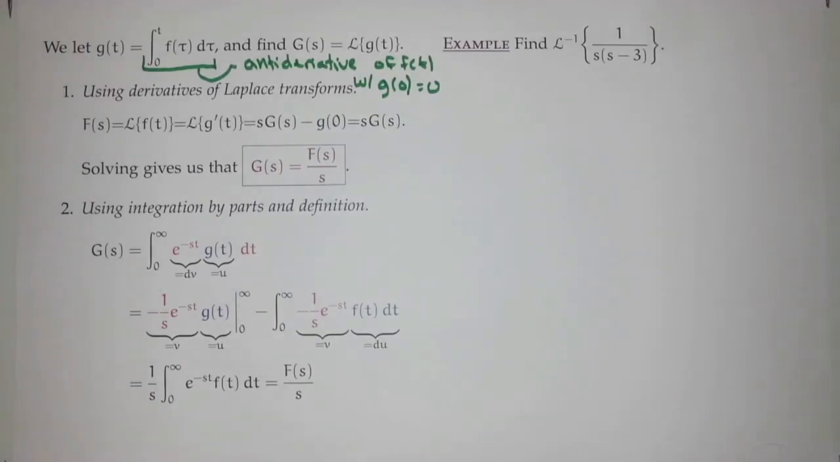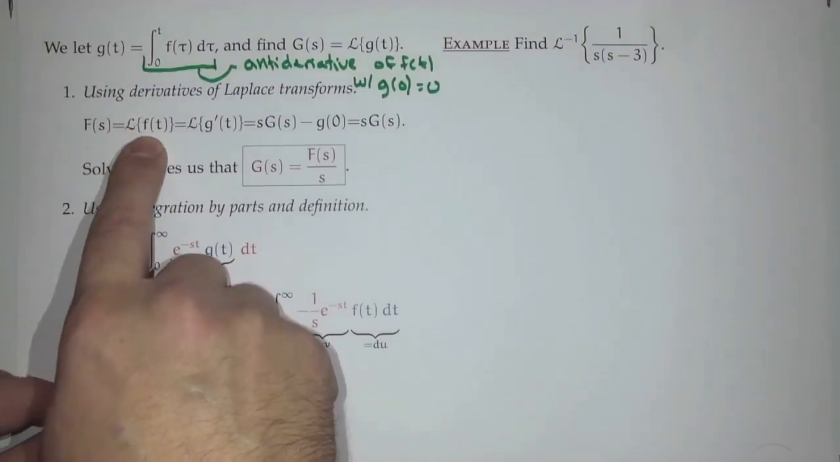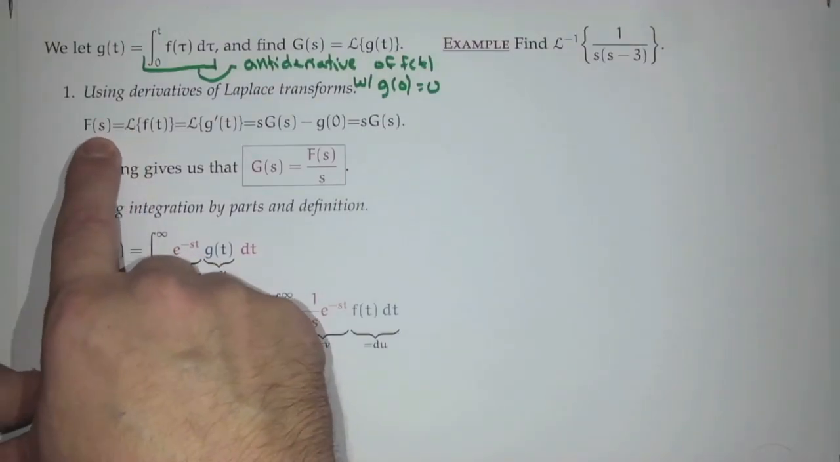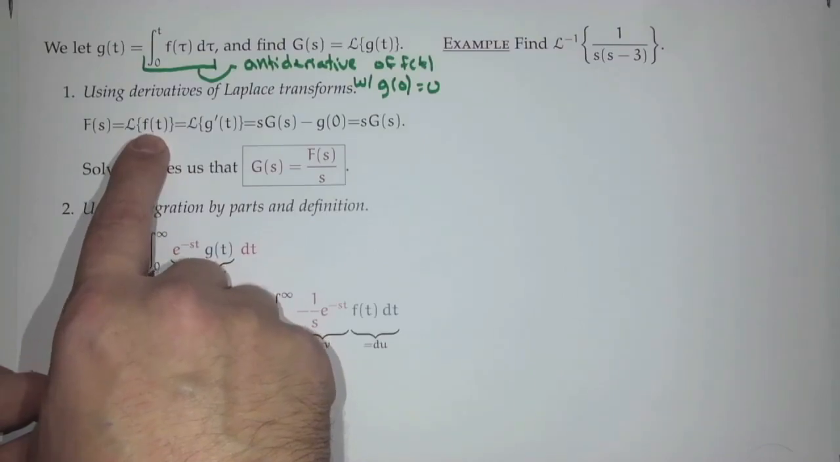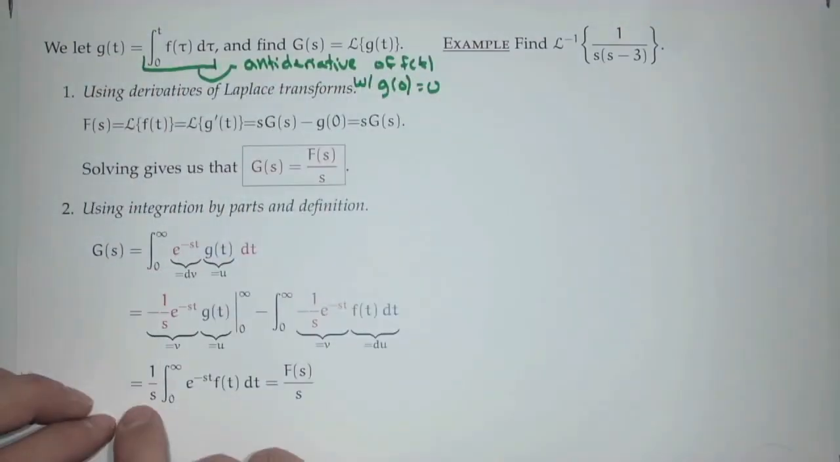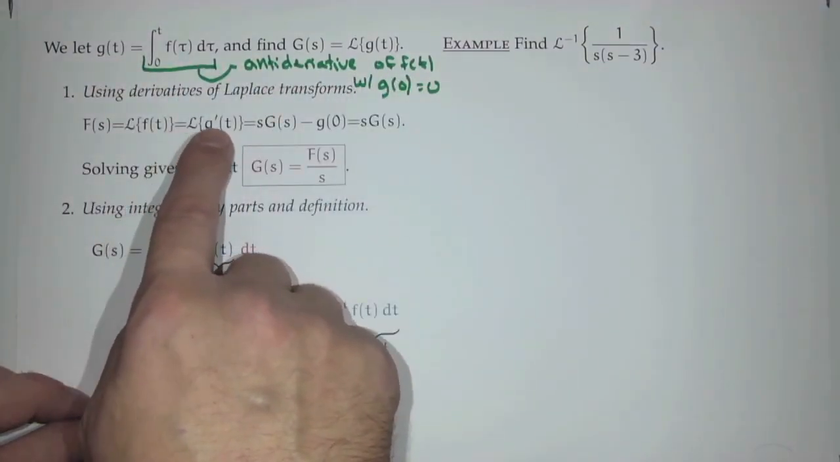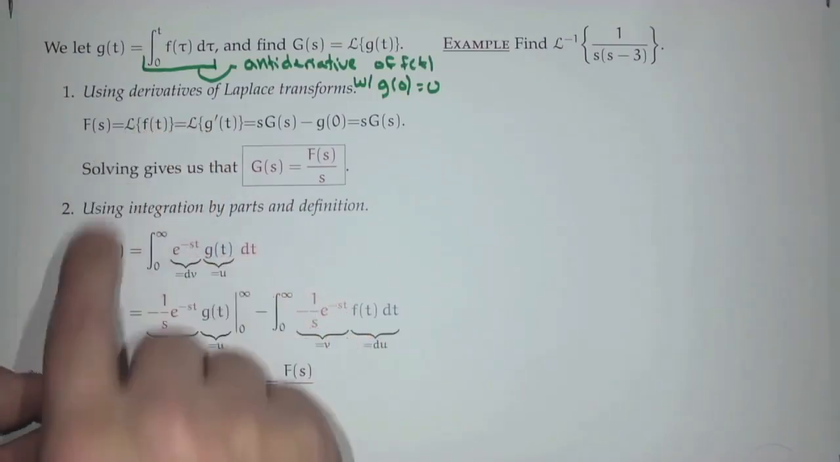Well, there's two ideas. They're closely related to each other. One is to say, hey, we've already invested time. Let's not reinvent everything. Let's use the tools we have. And the tool we have is we know how to take derivatives. So we'll start by saying, all right, we know what the Laplace transform of just a function is. We'll call that capital F of s. And now we ask, what's the relationship between our function f and our function g? Well, our function g is the antiderivative of f. This is the Laplace transform of g prime. This is what we mean by saying g is the antiderivative of f. So g prime equals f.